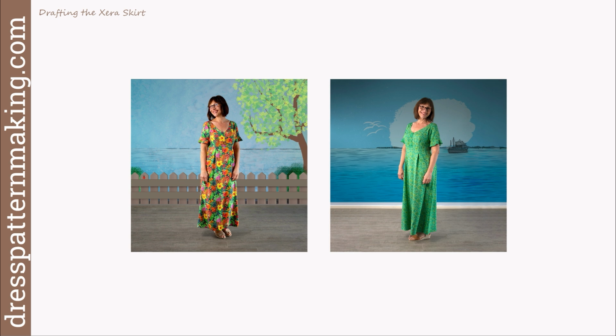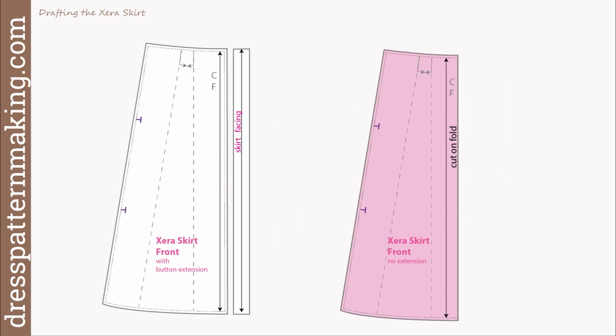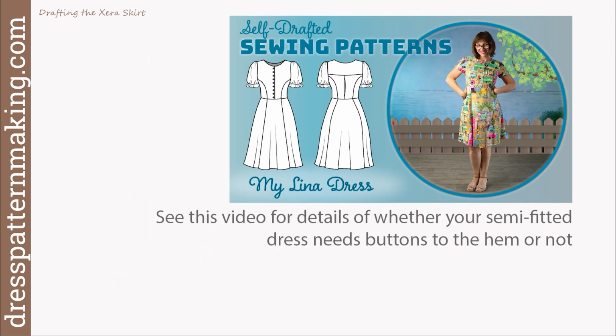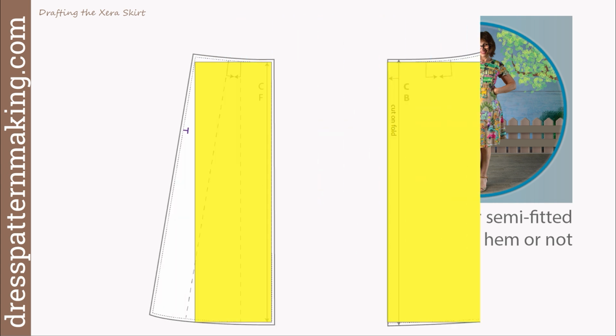So although the Jasnah dress does not have buttons to the hem, I will include instructions for the button extension and facing, and that's for those who want to make the dress for themselves, because I suggest that you draft buttons down the skirt, otherwise you may not be able to get the dress on. Check out my Lena dress pattern video for an explanation of that.